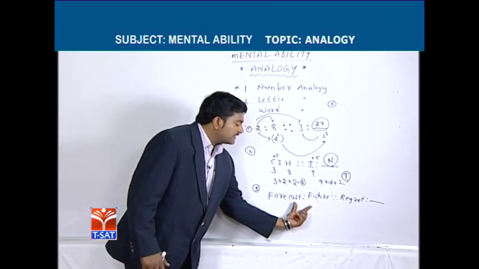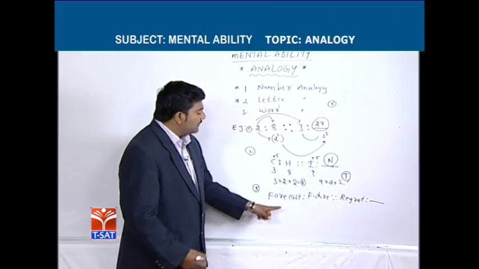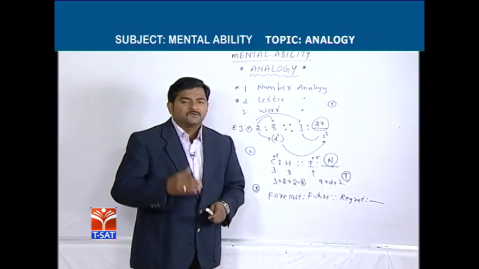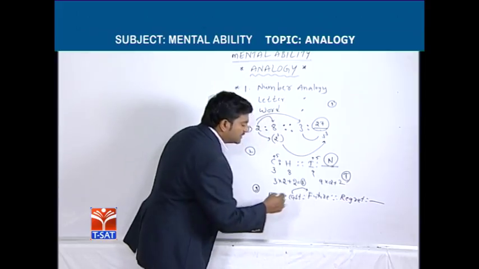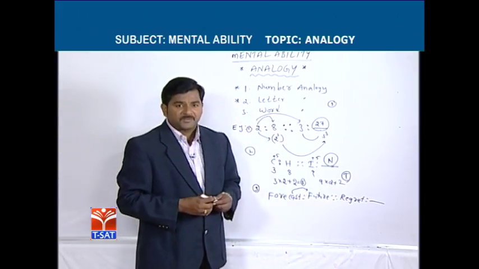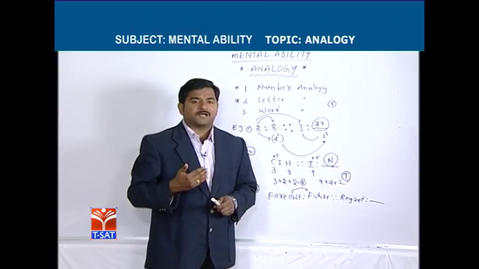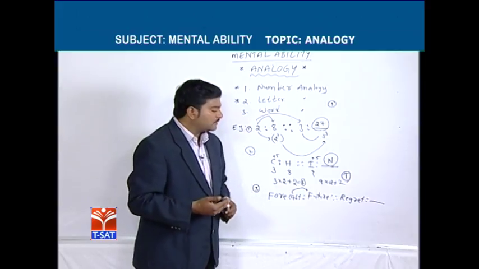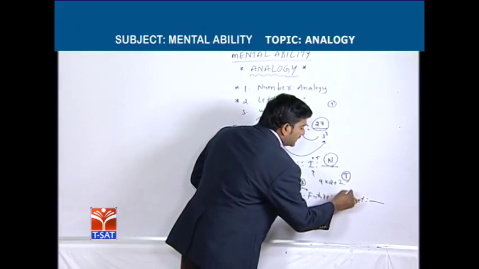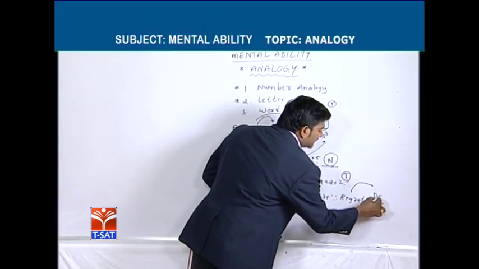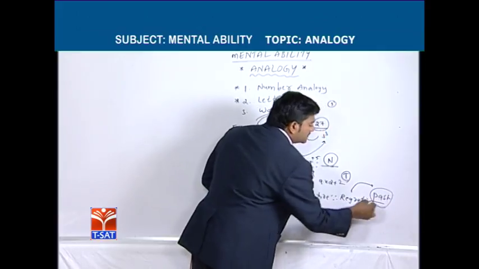Now identify the relation between these two words. Forecast, future. Usually the word forecast is related to future actions. The word forecast is related to future conditions. Similarly regret: usually the word regret is applicable to only past actions.